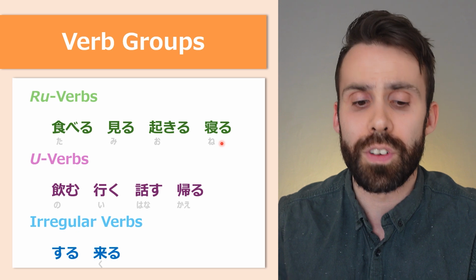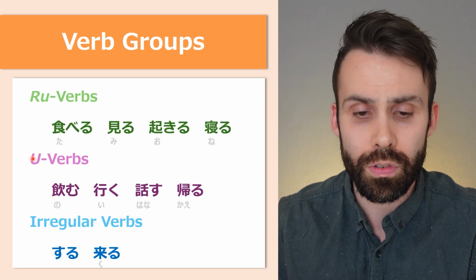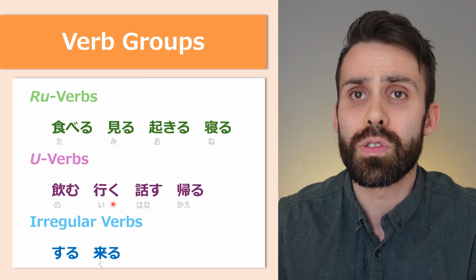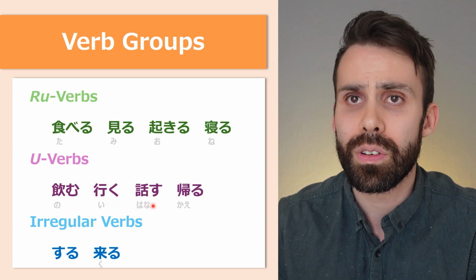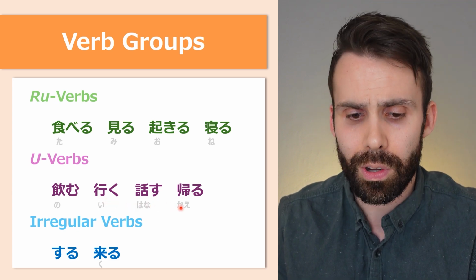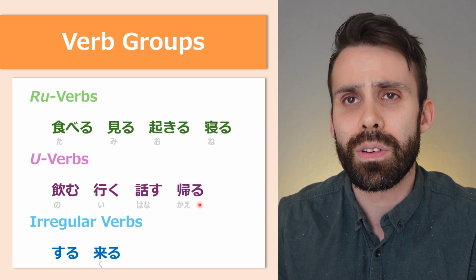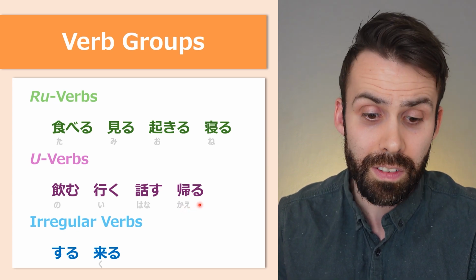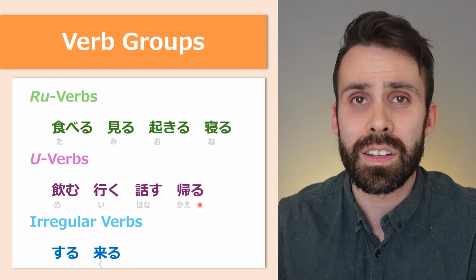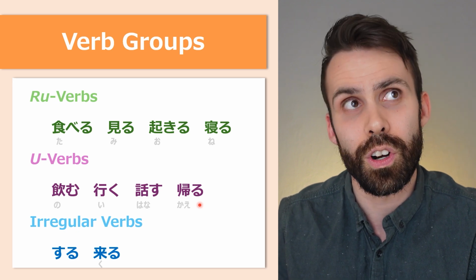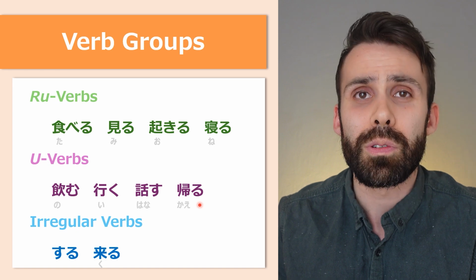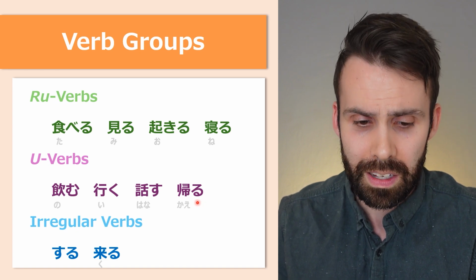Next we have u verbs like nomu, to drink, iku, to go, hanasu, to speak, and kaeru, to return. And you'll notice here that kaeru also ends with ru, but is still a u verb. And the reason for that is that it conjugates like a u verb rather than a ru verb. And we will learn how to conjugate this in just a minute.